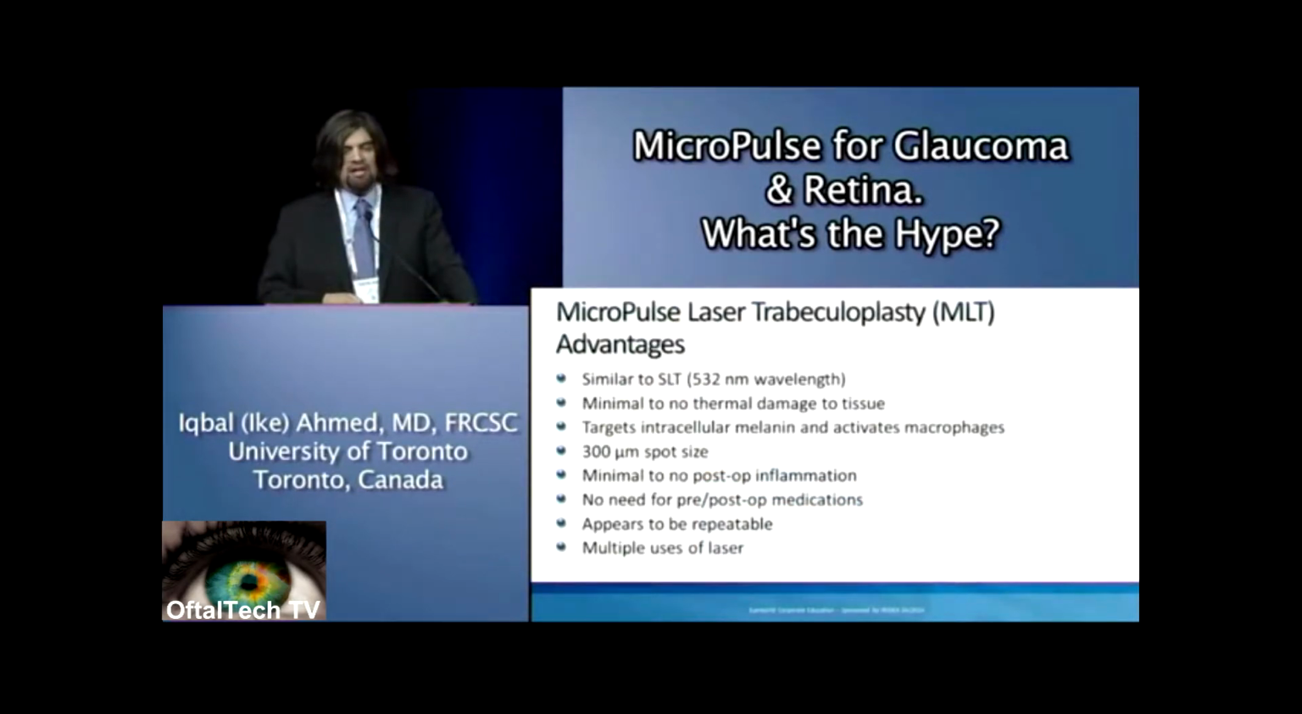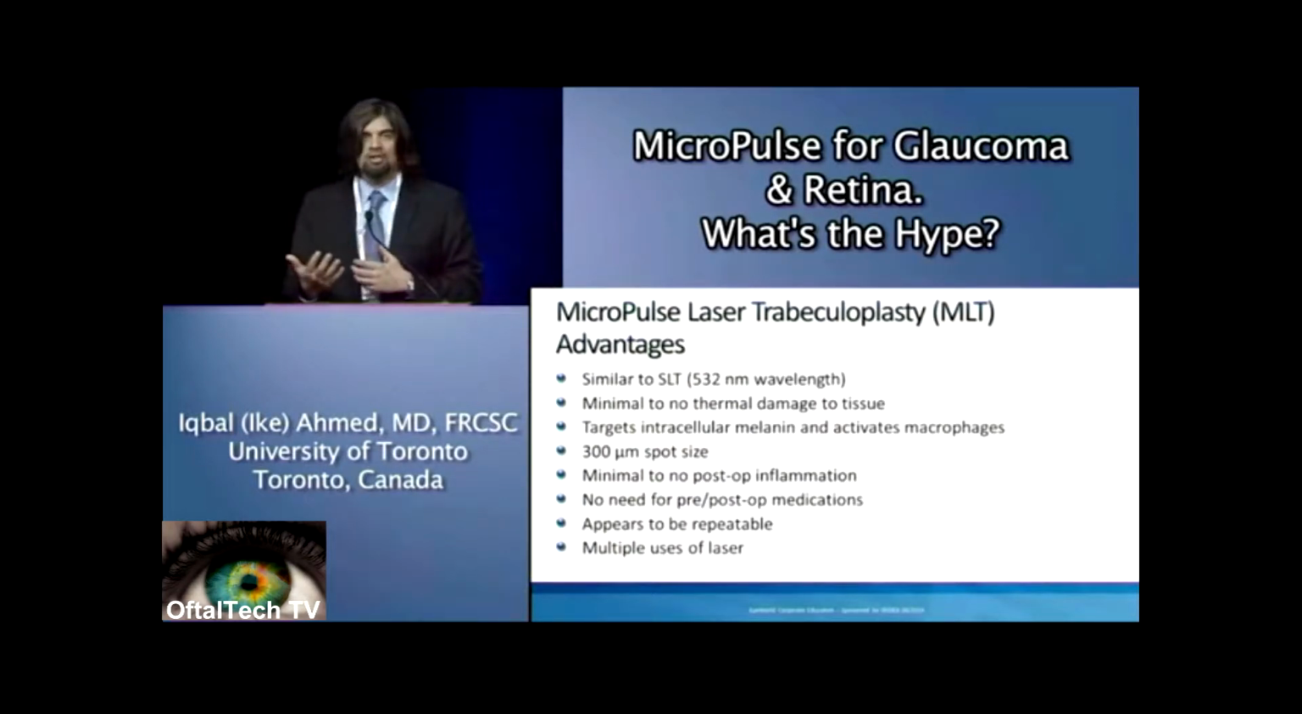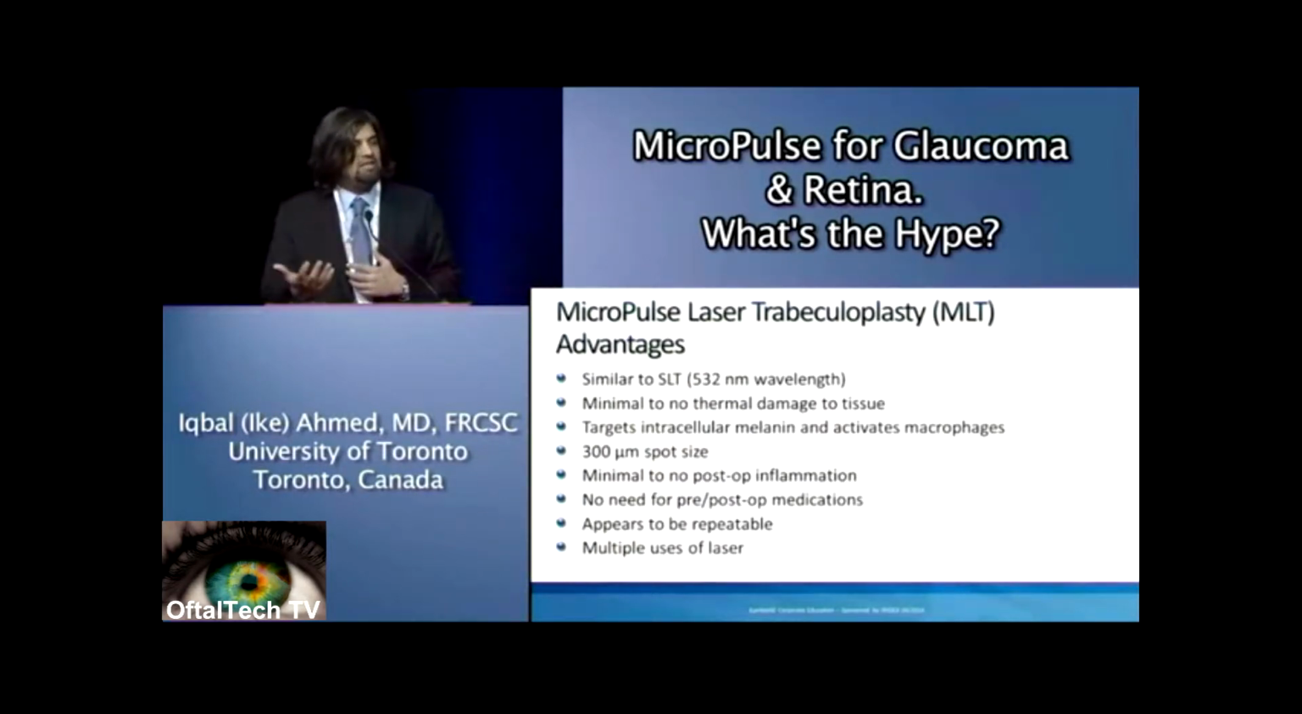So MLT has a similar wavelength. 532 is SLT. There are some who are using micropulsing and other laser energies as well. The idea here, again, we're targeting specific cells. We're trying to minimize that thermal damage by micropulsing it. The purported mechanisms, again, are also inflammatory in nature, subtle cytokine release, macrophage activation, as we mentioned earlier. The spot size is a little bit smaller, so you can get into spaces a bit easier with a 300 micron spot size.